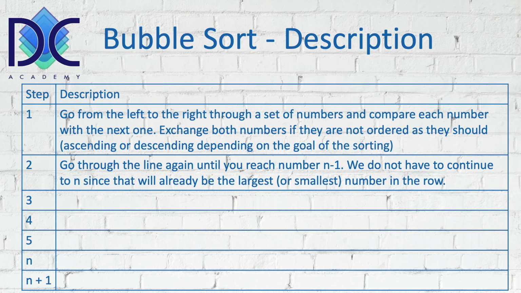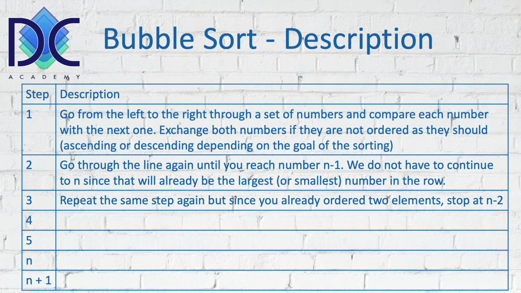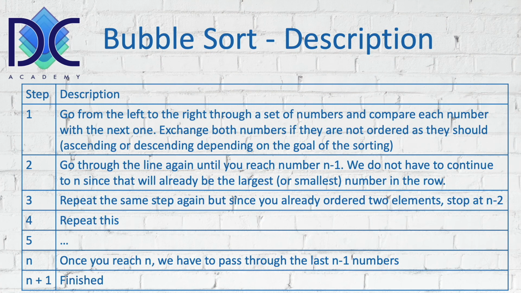Then we go through the line again until you reach number n minus 1. We do not have to continue to n because the last number automatically is the highest or the smallest number in the row. We repeat this, and since you already ordered 2 elements, you can stop at n minus 2. And we repeat this, and once you reach n, we have to pass through the last n minus 1 numbers, and at n plus 1, everything is finished. So basically, we stop, and the last number automatically will be in its place.